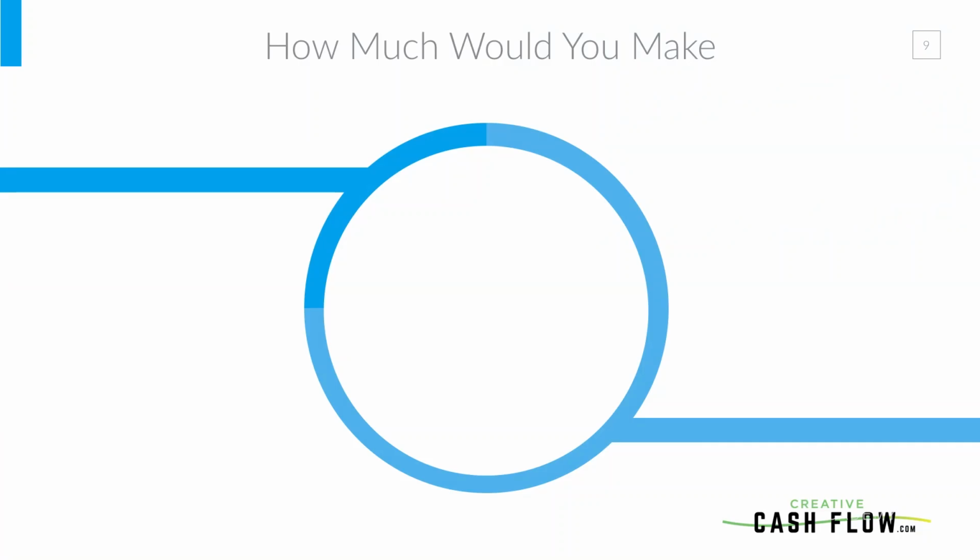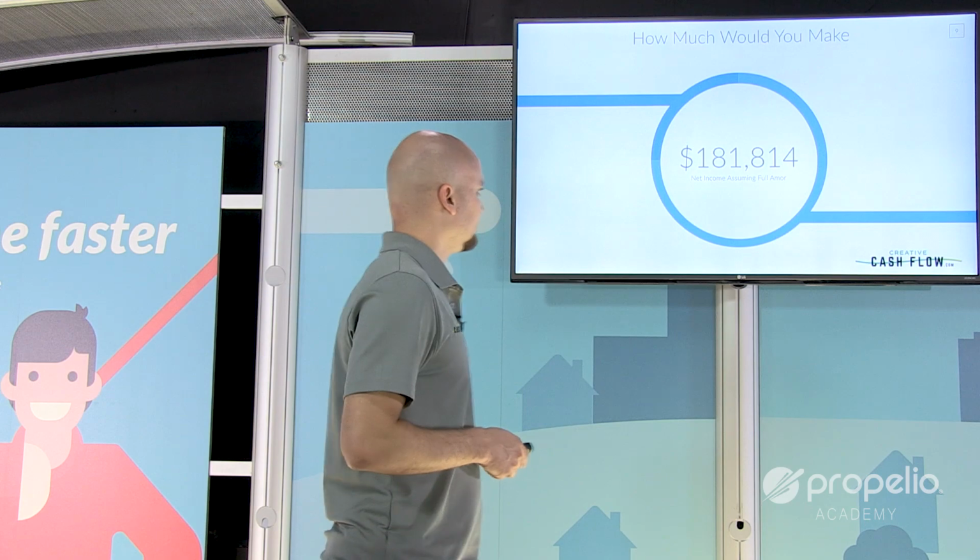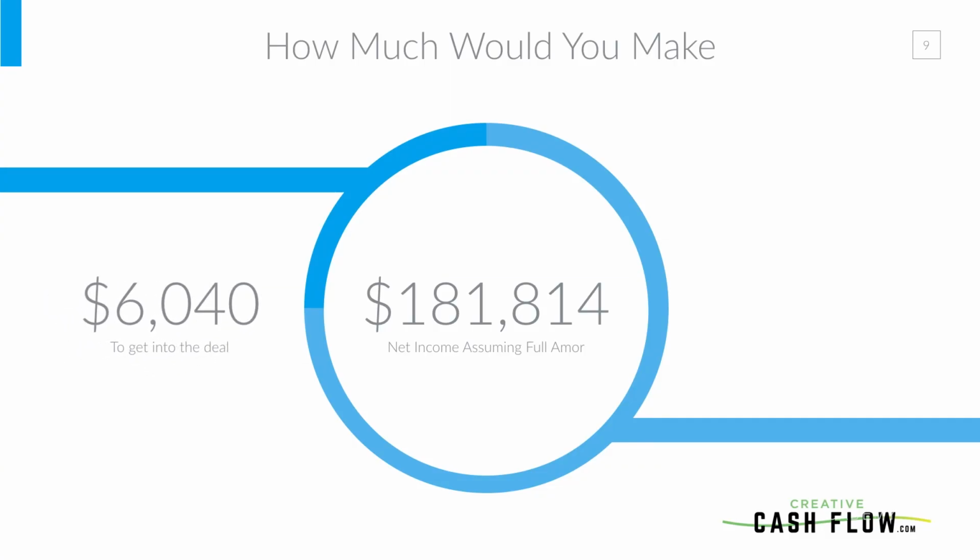Well, let's look. How much would you make on this deal? Total, you're going to make a net income on this deal of $181,814. That's assuming you go to the full amortization. You were only out of pocket $6,040. $6,000 to make $181,000.